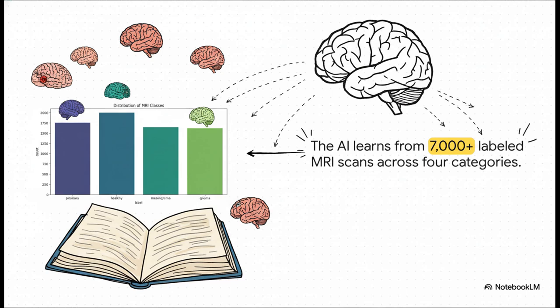The AI is going to learn from over 7,000 MRI scans that have already been labeled by experts. We've got a good mix of all 4 types: glioma, meningioma, pituitary tumors, and of course, healthy brains. This data is the only thing our AI has to learn from.